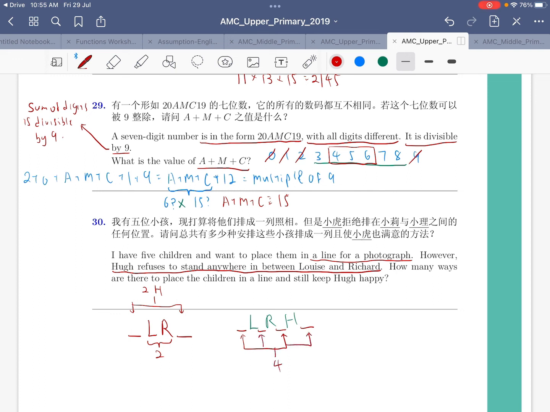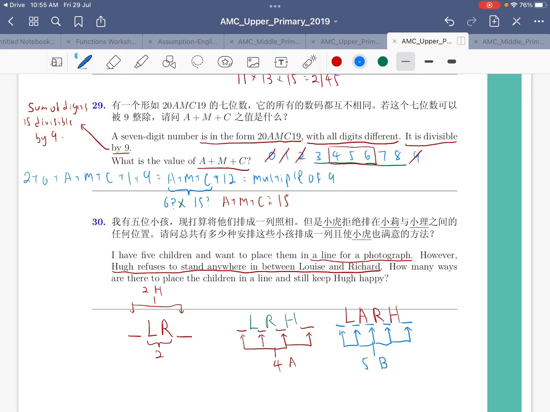So now maybe he has chosen a place. Maybe he's happy with being in between Louis and Richard. What about the second kid? Well, for the second kid, we notice now we have 5 gaps. The second kid, I will label it as B. There are 5 ways for B.